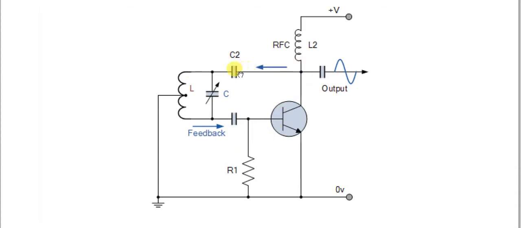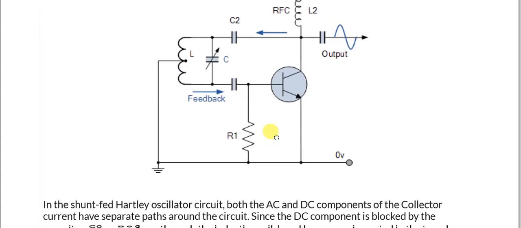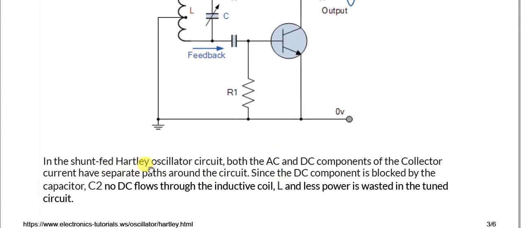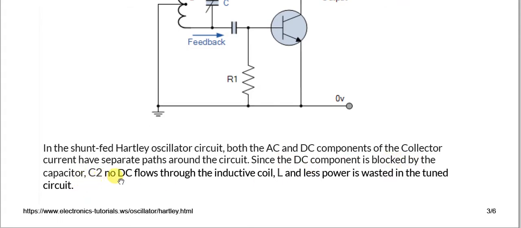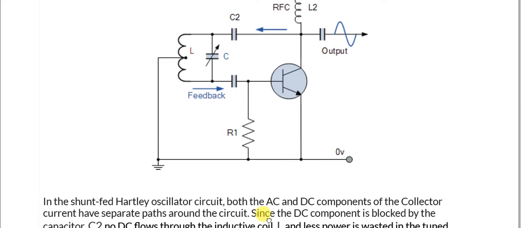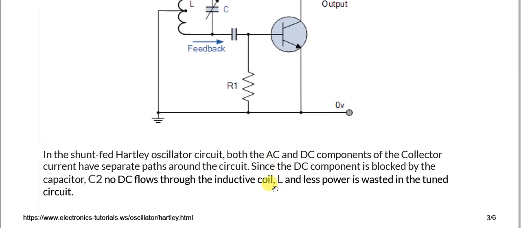So in the shunt feedback Hartley oscillator circuit, both AC and DC components of the collector current have separate paths around the circuit. Since the DC component is blocked by the capacitor C2, no DC flows through the inductive coil L, and less power is wasted in the tuned circuit. So that is one of the advantages, that the power loss is controlled in this case.